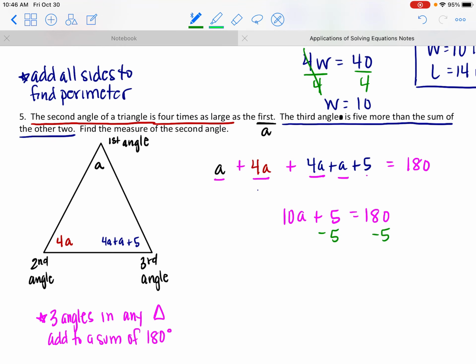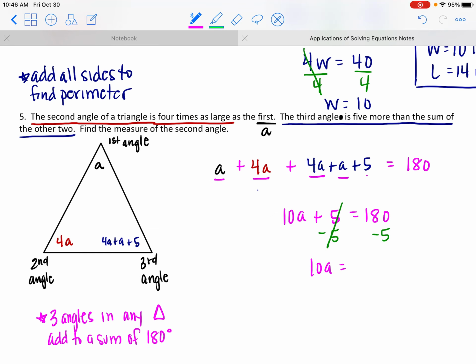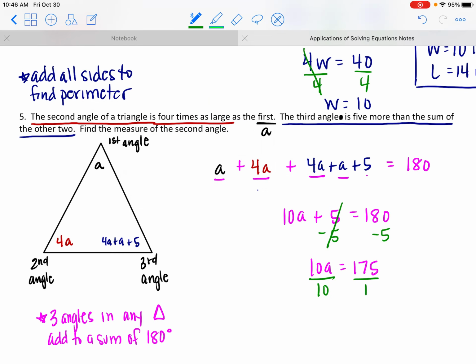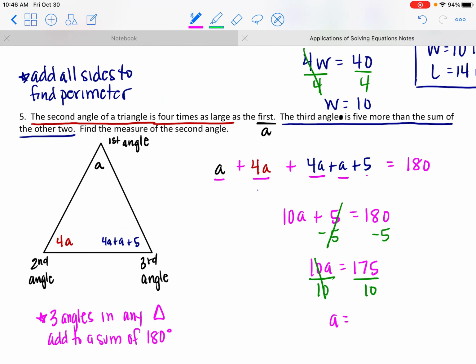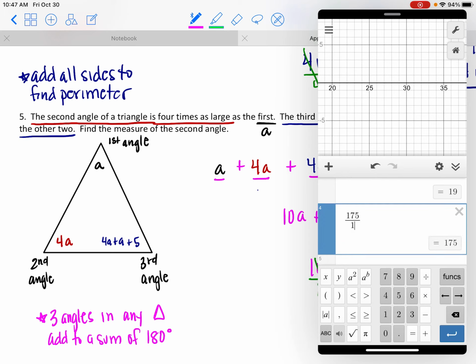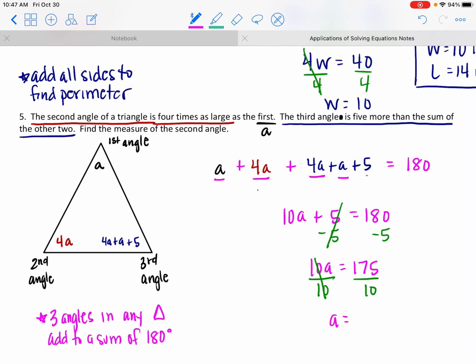So let me subtract 5 from both sides. That's going to give me 10A equal to 175. And then I can divide both sides by 10. And so A is going to equal 175 divided by 10. And again, you can have a reduced fraction or decimal. 175 divided by 10 is 17.5, or if you want the fraction, 35 halves, although I think for angle measurements the decimal is going to be a little more appropriate. So 17.5, and that means our first angle here is 17.5 degrees.